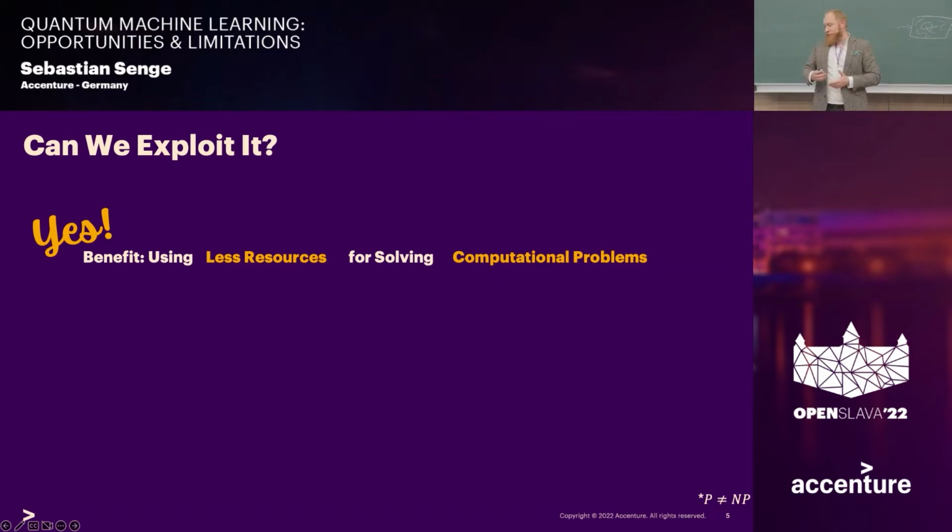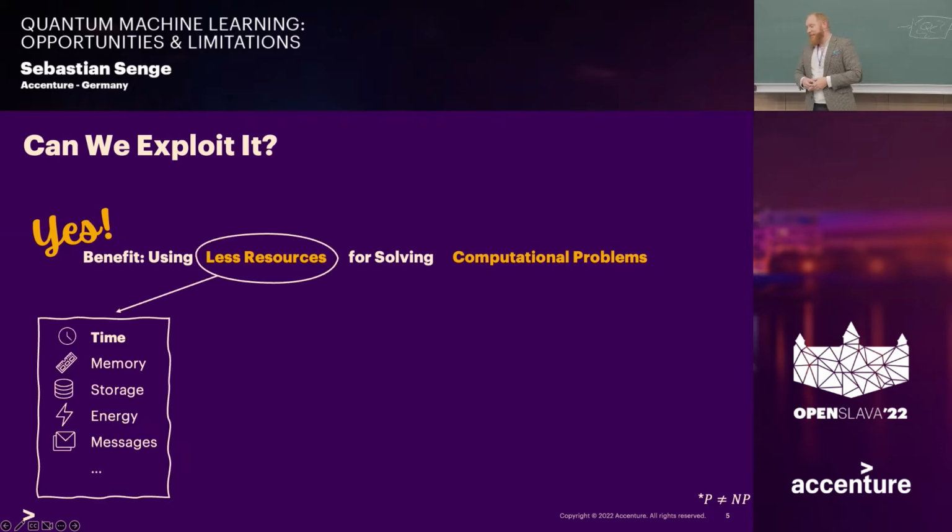So the benefit of having quantum computers and quantum algorithms, as we'll see, is that at least we hope we can use fewer resources for solving computational problems. Now, obviously, the next question is, what does fewer resources mean from a quantum computing perspective? Here are some examples: time, memory, storage, energy, and messages. But the most important resource we're typically talking about is time. That is the most precious resource that we have. Storage and memory are comparatively cheap.